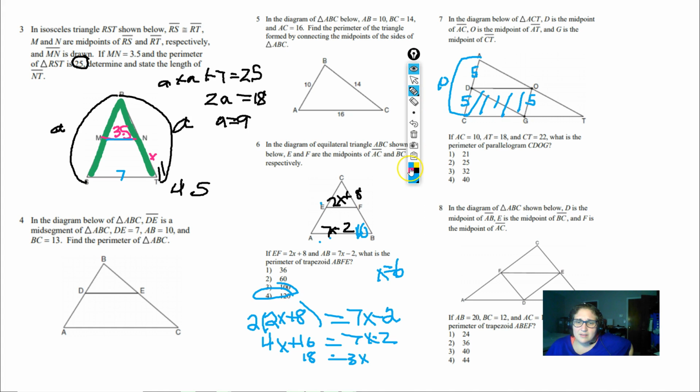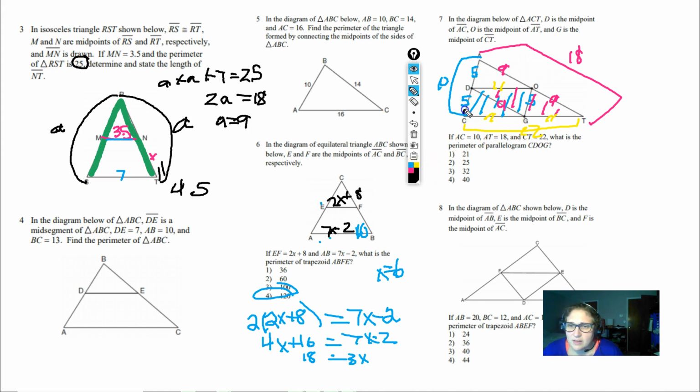Then it says that AT, this whole thing, is 18. So half of 18 is 9, which means each one of these pieces is 9. And then because of this hidden parallelogram, this piece is 9. And then it says CT, this long piece on the bottom, is 22, which makes each of these pieces 11 and makes this 11. So then it says, what's the perimeter of CDOG?